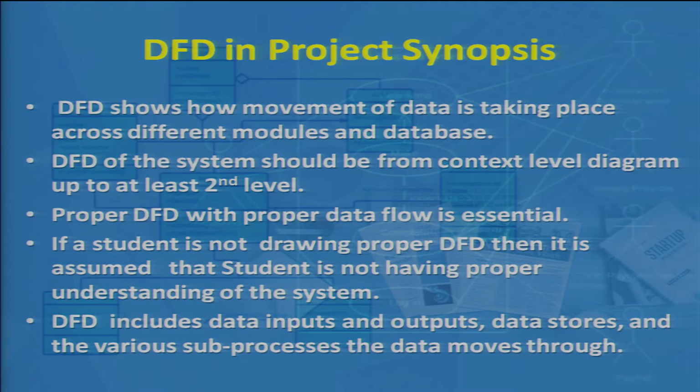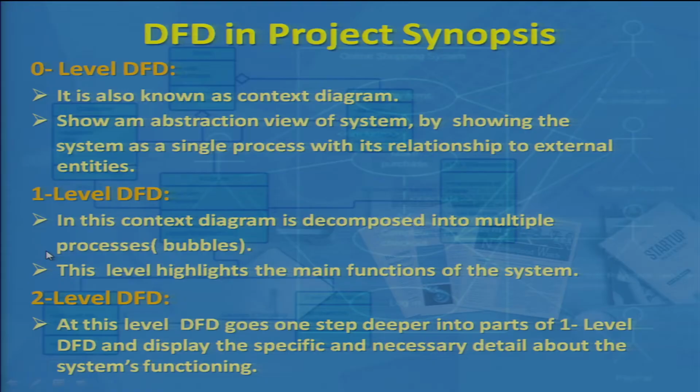As far as the level of DFD is concerned, because many a time students get comments that you have to draw the DFD up to a certain level, minimum it is expected that you draw your DFD up to the second level, and you show proper symbols used in DFD when you are drawing it. For example, data input, data output, data store and various sub-processes if you are showing. All those things you show with the help of the standard symbols used for developing the data flow diagram. Now, as I mentioned, the 0 level DFD, or the context diagram, you have to draw.